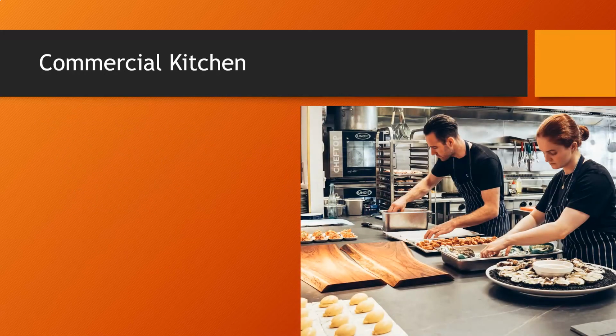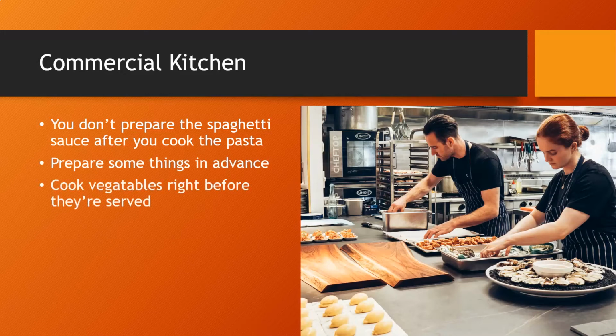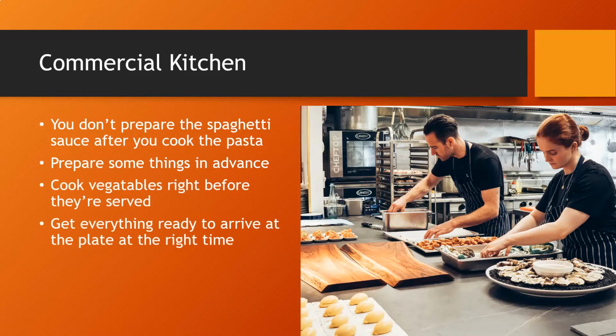If you've ever worked in a busy commercial kitchen, graph theory is underlying the order that the tasks are done to maximize efficiency of getting food to the table of customers. You wouldn't start preparing the spaghetti sauce after you've cooked the pasta. You can make sauces well ahead of time, but you can't cook vegetables until they're just about ready to be served. In some cases, however, you can chop the vegetables ahead of the time when they need to be cooked.